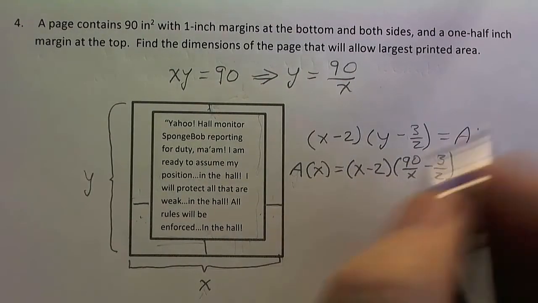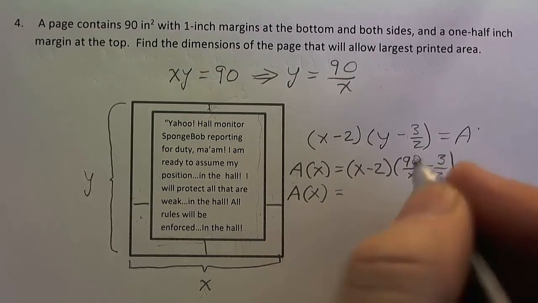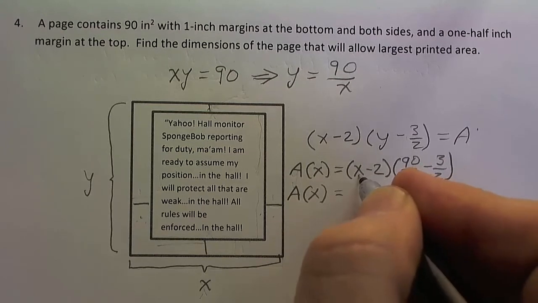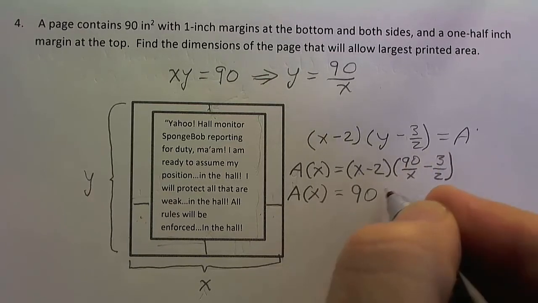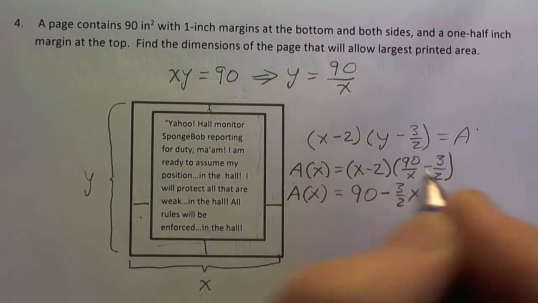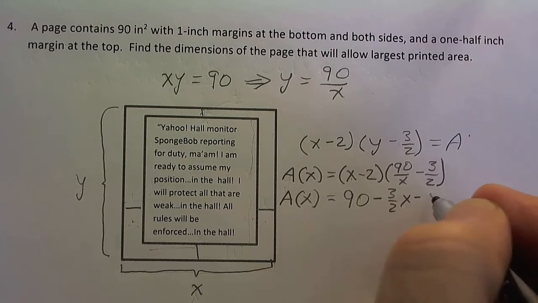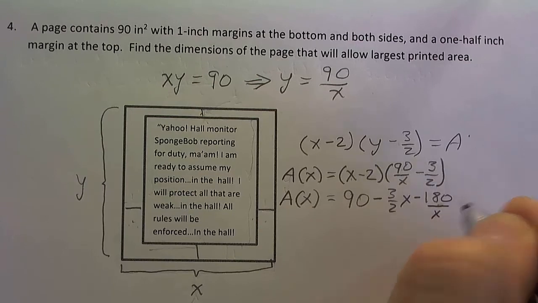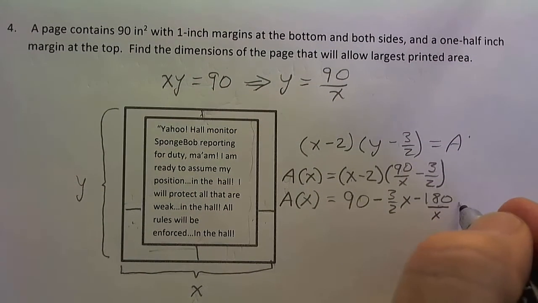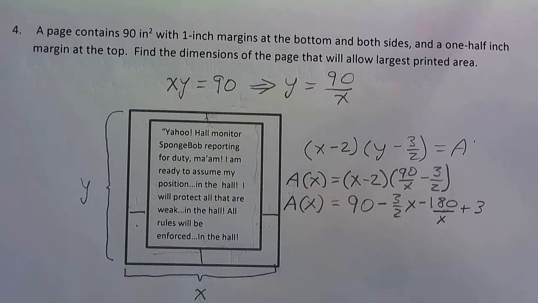Okay, now before I plunge in here with differentiation, I think what I want to do is multiply this out. You don't have to, but I'm going to go ahead and do that. I'm going to take x times 90 over x, and that's just going to be 90. X times negative 3/2, that's negative 3/2 x. And then I multiply the negative 2 through, and that's going to be negative 180 over x. And then positive 3 when I multiply negative 2 times 3/2. Okay, so there's what I have so far.